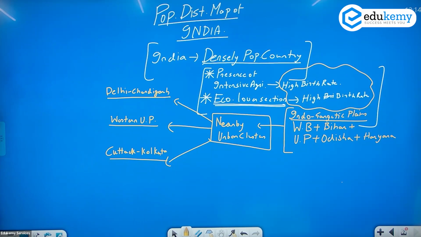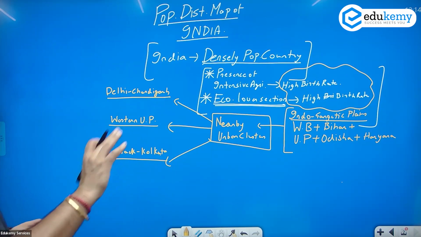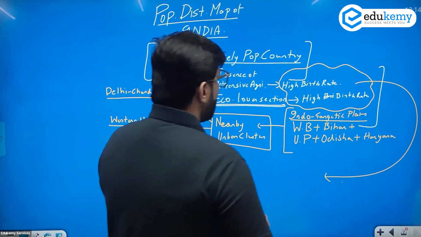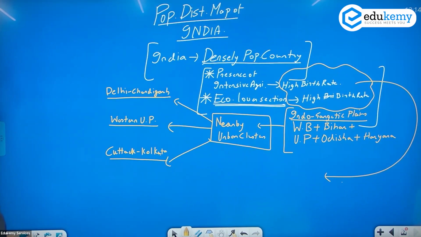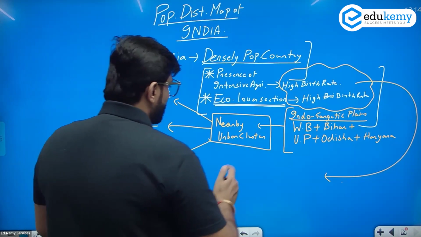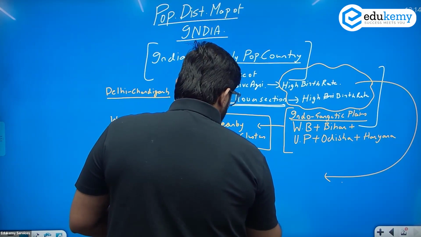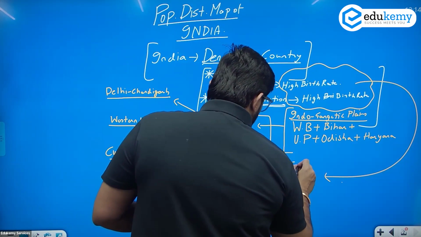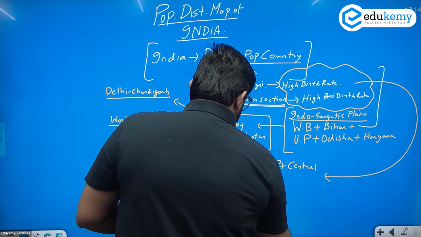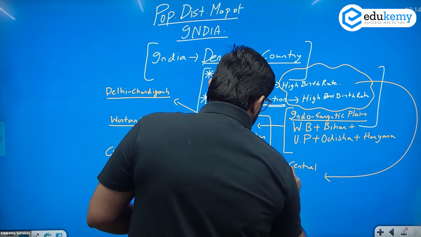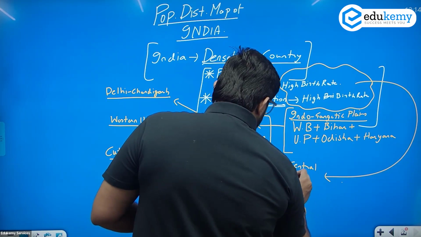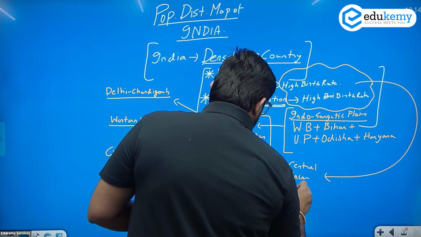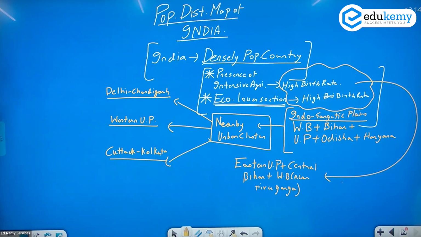Apart from this, guys, there are many people who have not migrated to the urban regions and are still present in rural areas in this region, and due to this, the regions of Eastern UP, the regions of Central Bihar, and the regions of West Bengal near River Ganga are also having high population density.